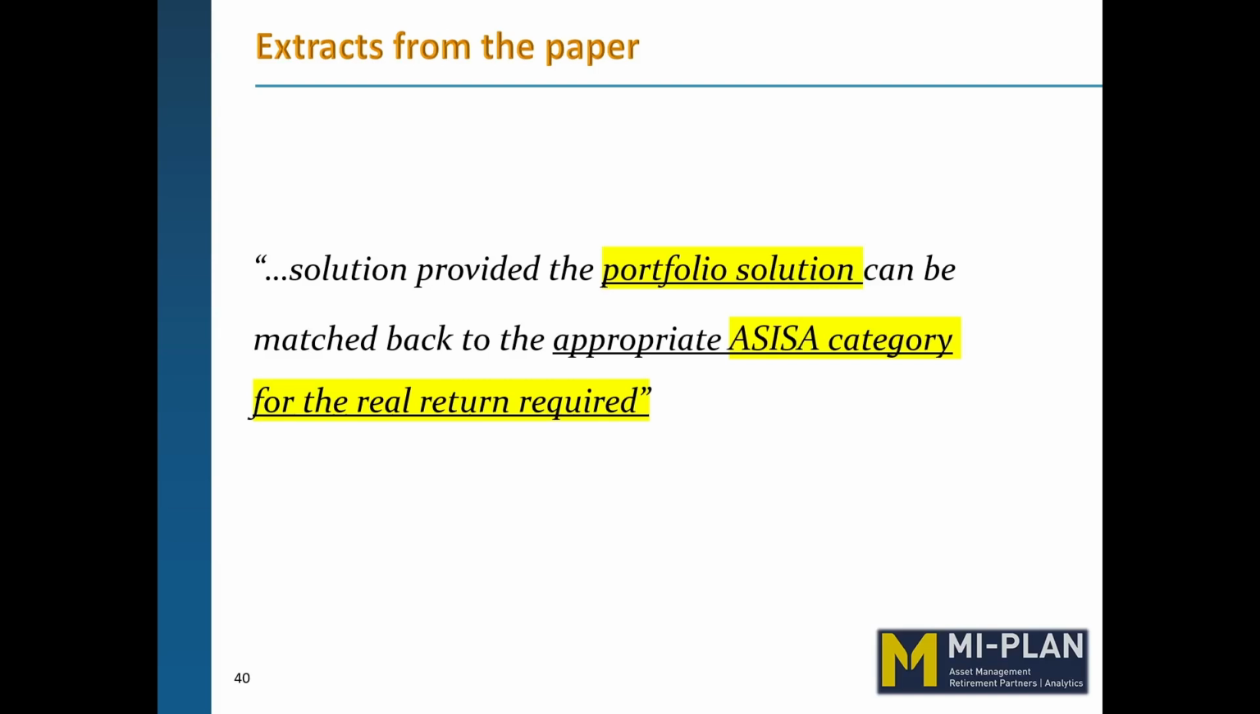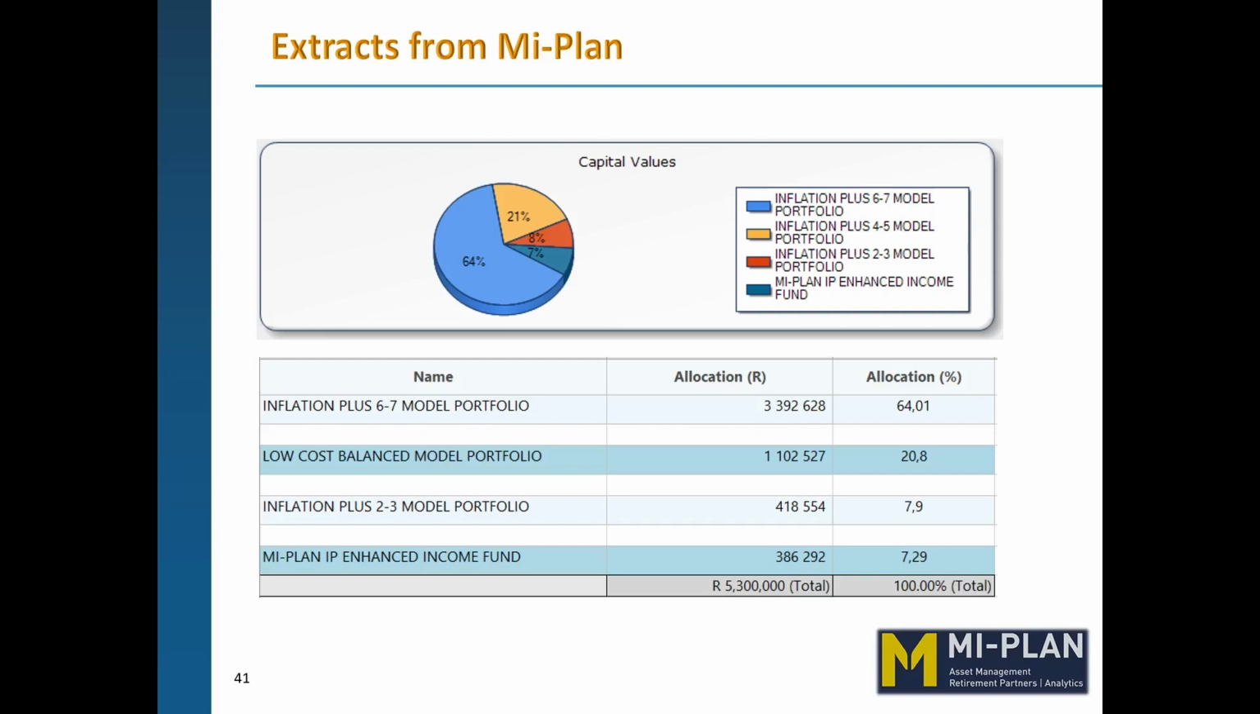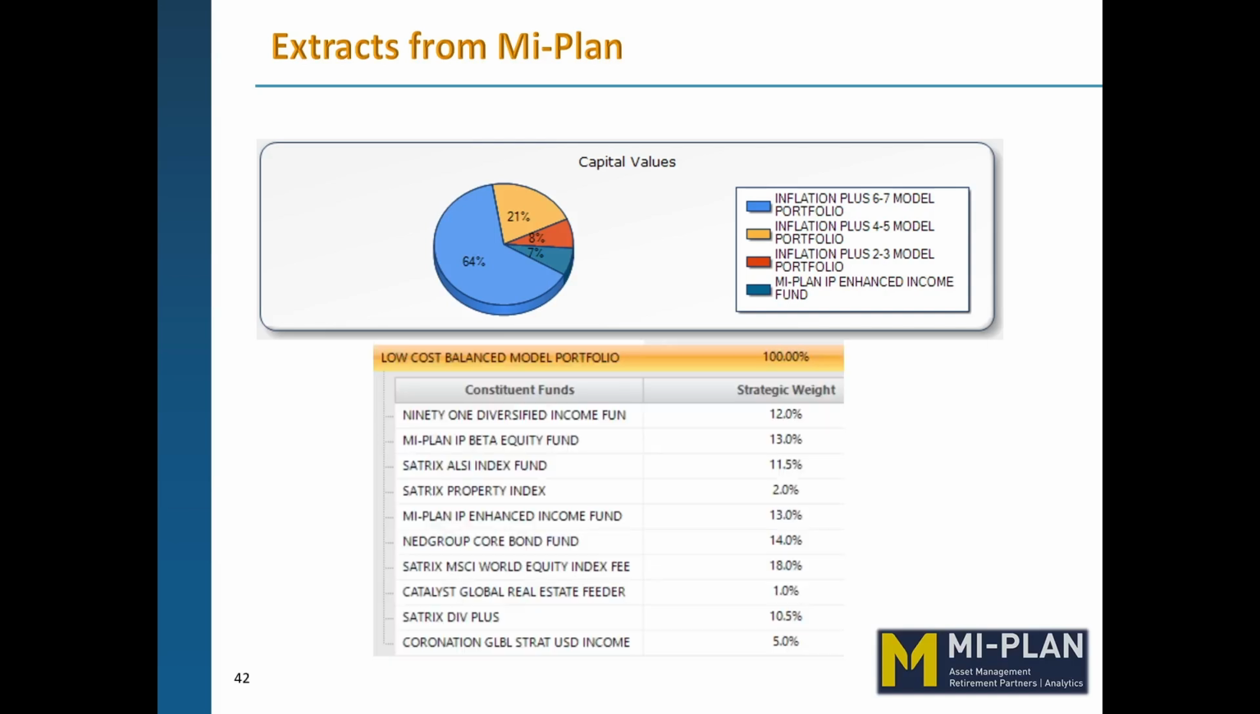So advisors can choose from a list of funds in MyPlan in each category, as well as model portfolios or a combination. The great thing about the model portfolios is that they have been designed in a way that the targeted return is matched with the term required, and they fit into their respective ASISA categories. So this, as well as the fact that they are actively managed, gives advisors peace of mind, since it's not necessary for advisors to determine how much needs to go into each category, nor the funds to choose in each of the different categories. So over here, I've got an example of the constituent funds in the low-cost model portfolio.